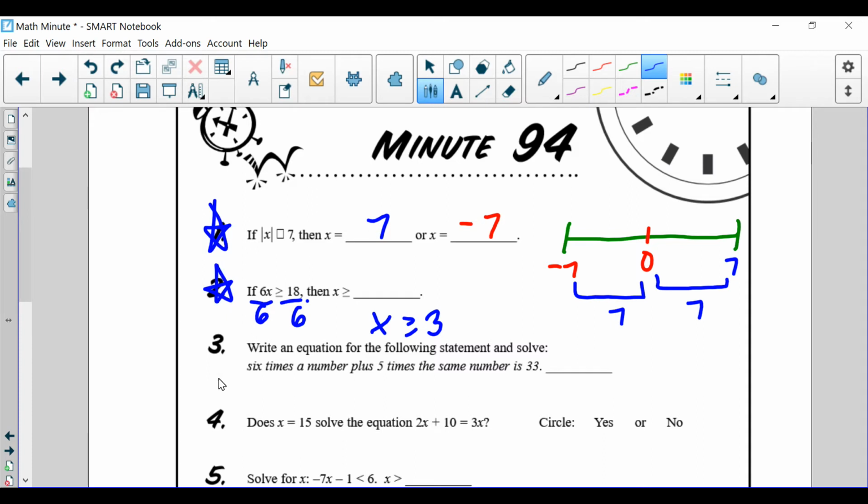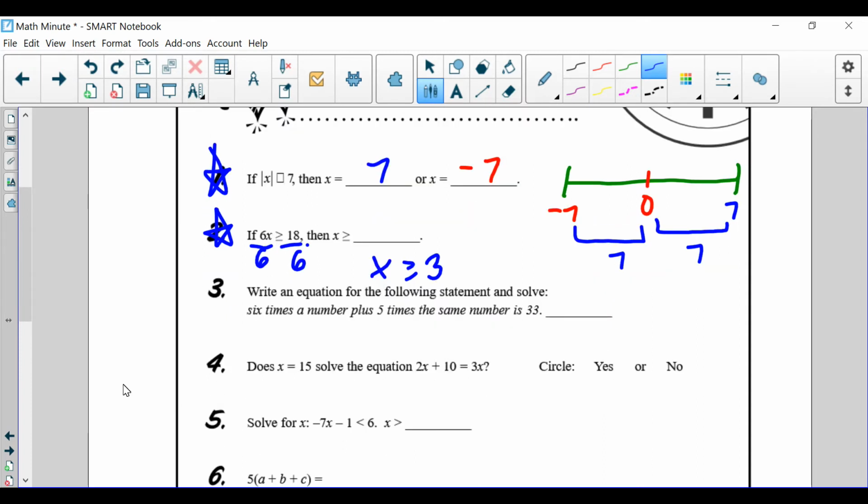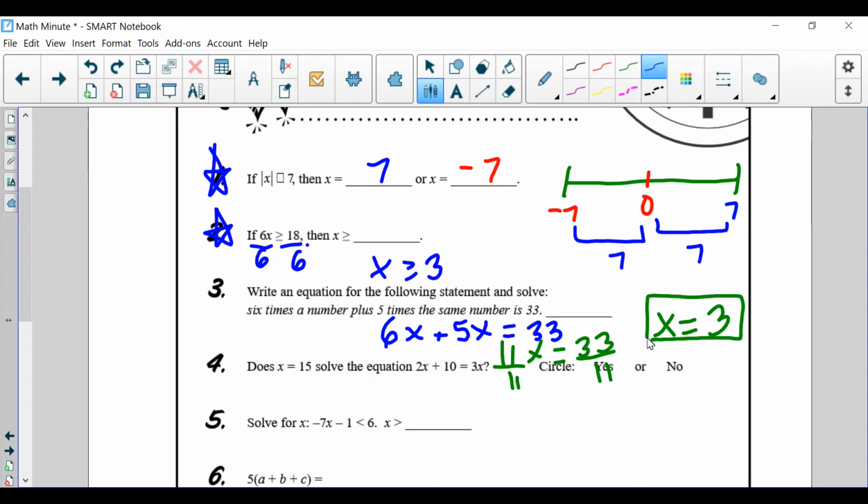Next then it says write an equation for the following statement and solve. It says 6x, or 6 times a number, plus 5 times a number is 33. So we're going to go ahead and add them, and 6x plus 5x is going to be 11x. That's equal to 33. So what we do to one side, we do to the other. We're going to divide both by 11. So we get x is equal to 3. 33 divided by 11 is 3.